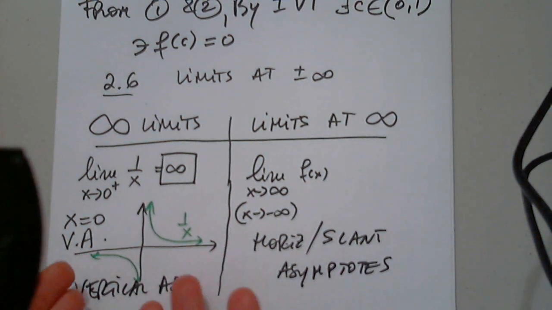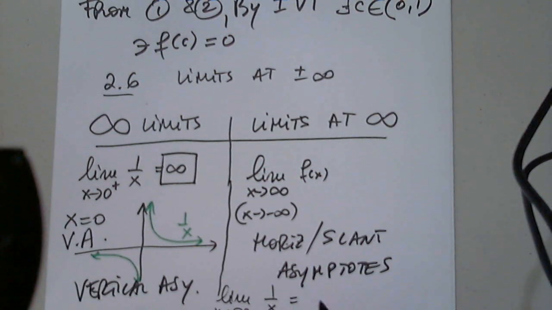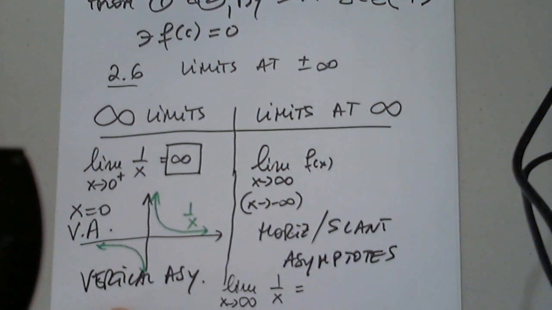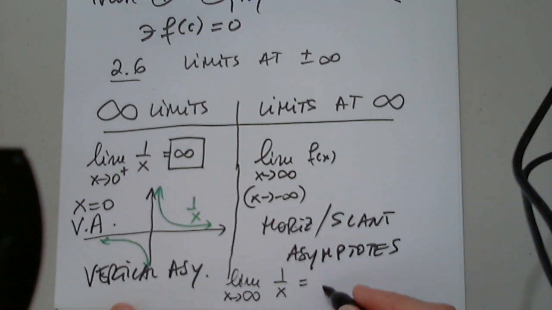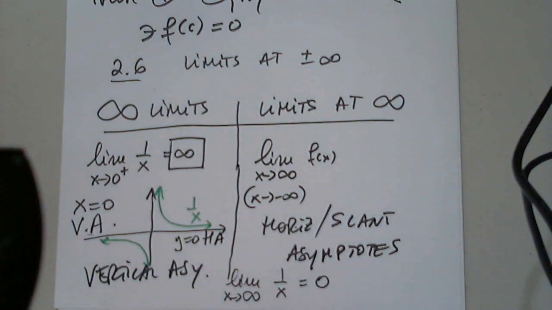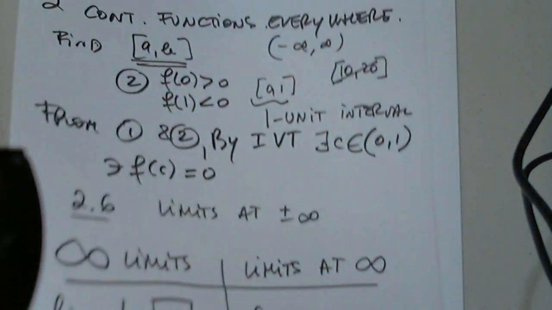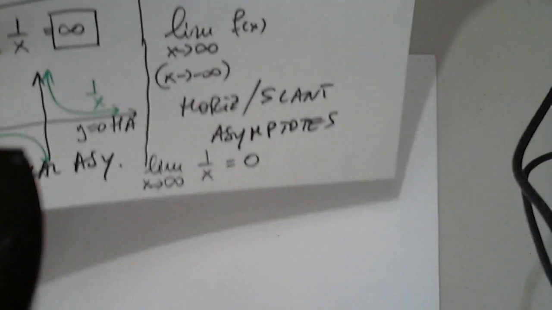If I were to ask you, for this function, what is the limit as x approaches infinity or negative infinity of 1 over x, what will you say? Zero? Exactly, because y equals 0 is a horizontal asymptote. So we have to deal with the limits at infinity for the next half an hour or more.